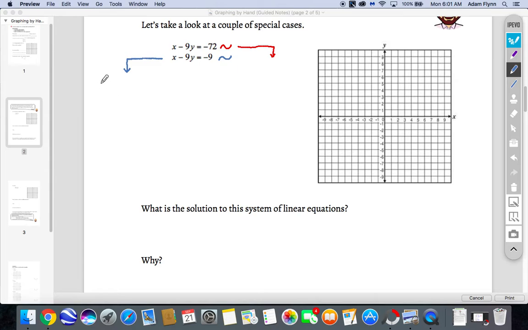Okay, so taking a look at the first one, or no, let's do the blue one first. I'll rewrite it, x minus 9y equals negative 9. So to get it in slope-intercept form, I need to isolate the y, or get the y all by itself. So to do that, I'll subtract x. x minus x is going to cancel out. So on the left side, I'm left with negative 9y, my equal sign. And on the right side, I'm going to rewrite this as negative x minus 9.